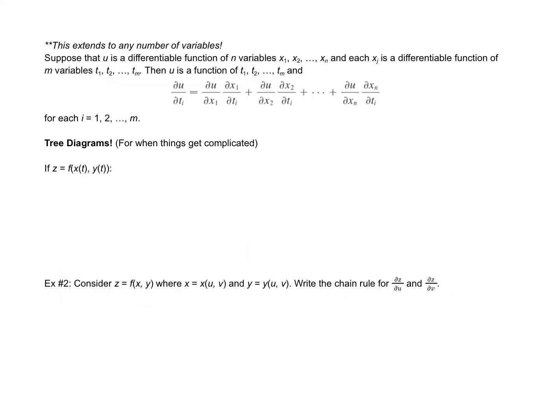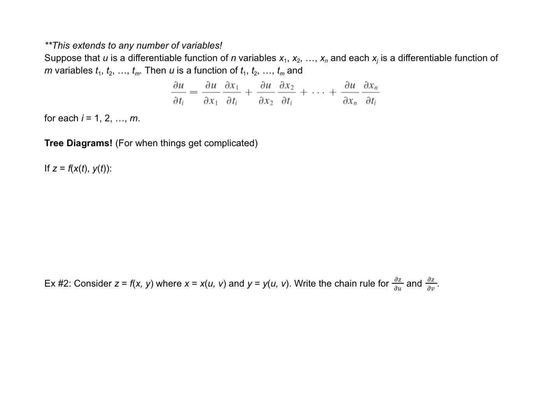Okay, so this idea is going to extend to any number of variables. So let's say that we have some function u that is a function of n different variables, so x1, x2, all the way to xn. And each x is a function of multiple variables as well. So then what we're going to have to do is take the derivative of u with respect to each x, and then x with respect to each t, and so on and so forth.